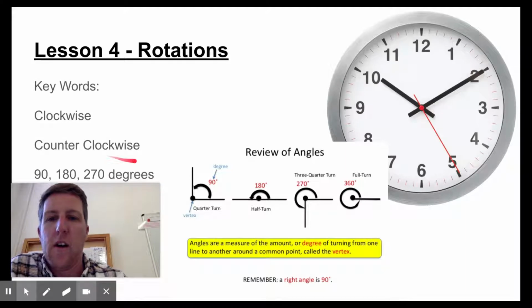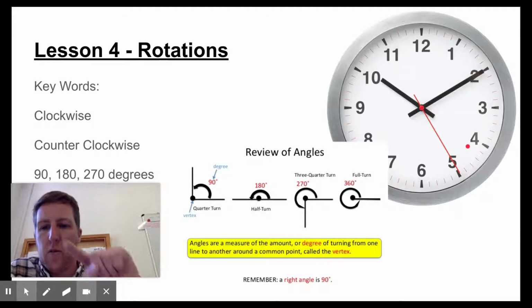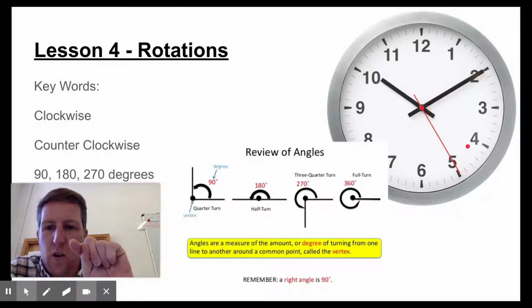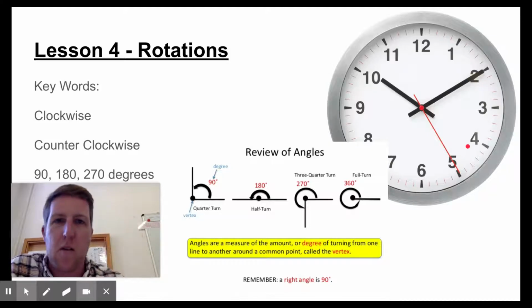Counterclockwise is the opposite way, obviously. So we're rotating to the left, kind of. You could think of it that way. The clock hand's moving backwards. So you need to know the difference between clockwise and counterclockwise. I won't do it on here because it might be wrong, the direction I go, because of the camera.